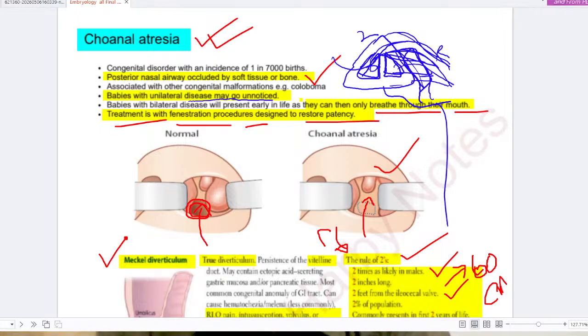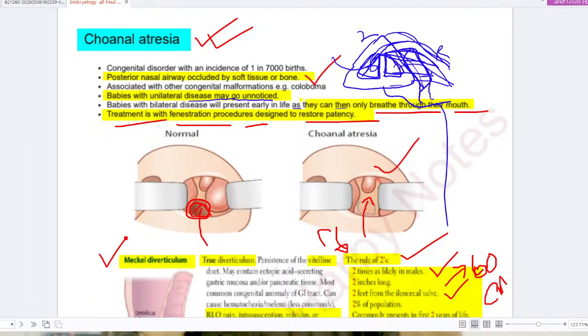This is not the adult disease, right? Normally both nostrils will be open. If any one side is blocked, the child will be able to continue breathing, and it will not be noticed. But with bilateral, they will present early in life. They can only breathe through the mouth, because the nose is blocked. They cannot breathe through the nose. It is kind of like the common cold.